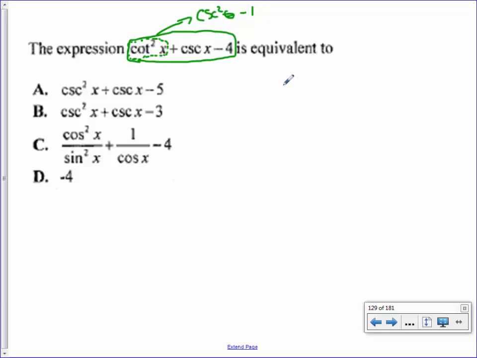If I do that, I'm just going to kind of combine this all into one step. What you'll have then is a cosecant squared. You'll have a regular cosecant, because that's this one right here. I guess I should go with x rather than theta. You see how there's a minus 1 and a minus 4? That makes minus 5. And that's A.